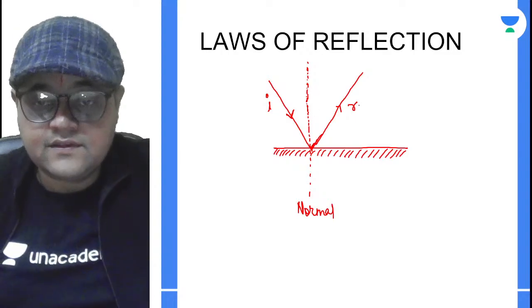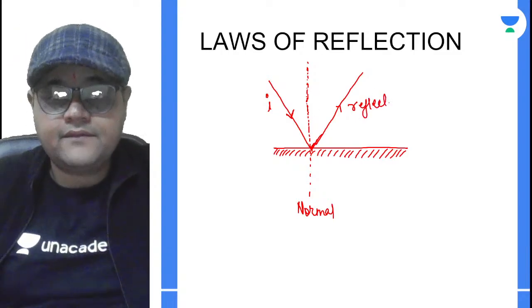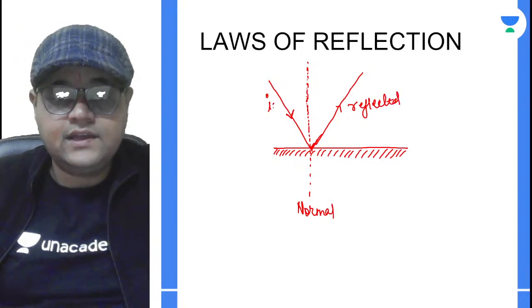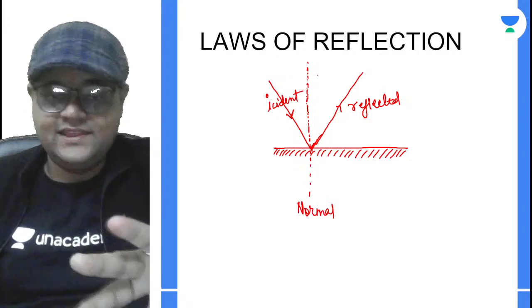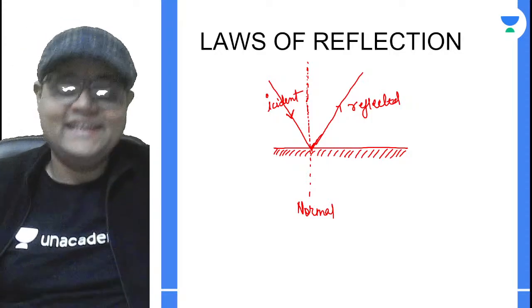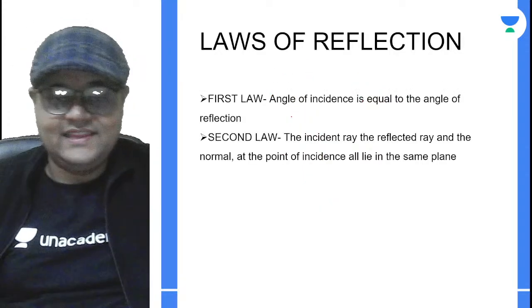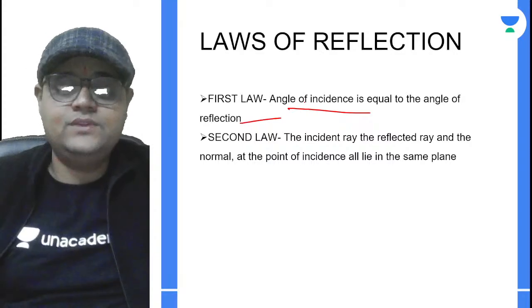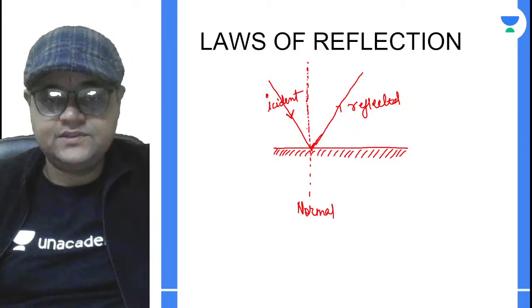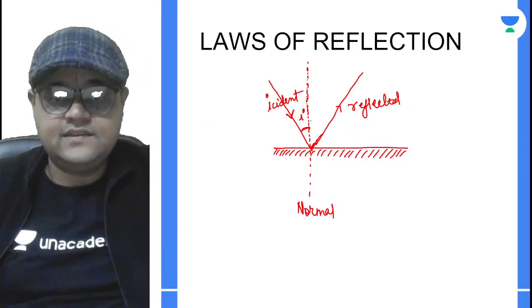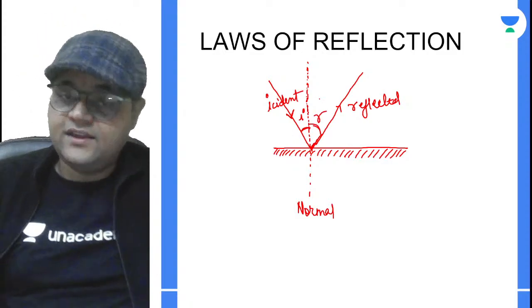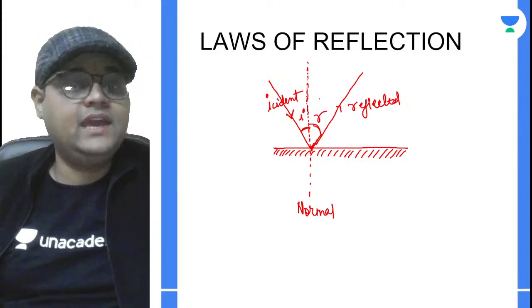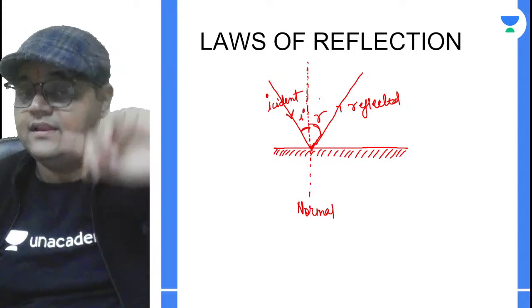Okay, this is the reflected ray and this is the incident ray. Now the very first law says, it doesn't look equal in this particular figure, but the very first law says the angle of incidence is equal to the angle of reflection.